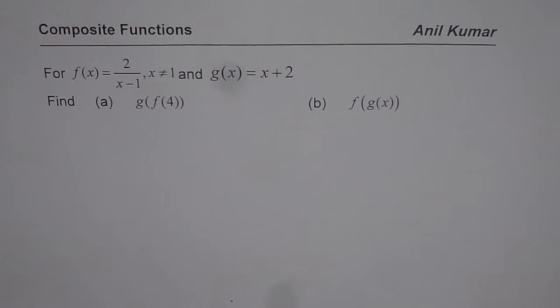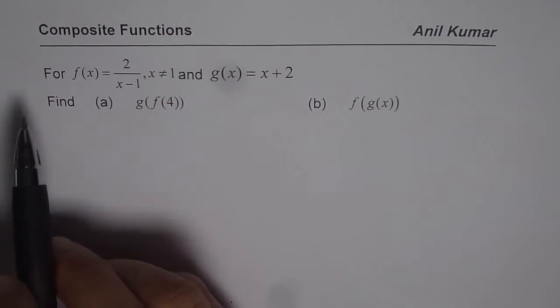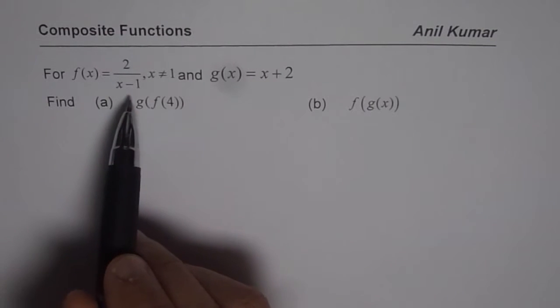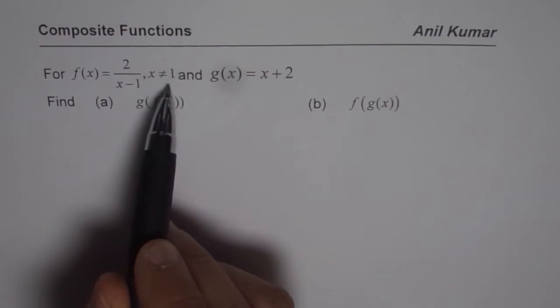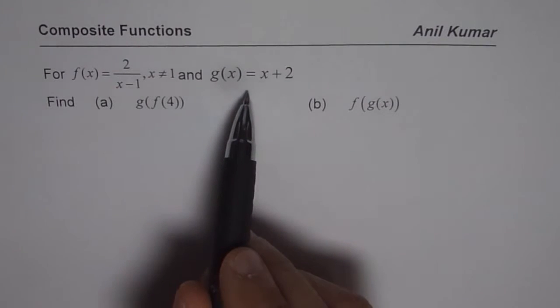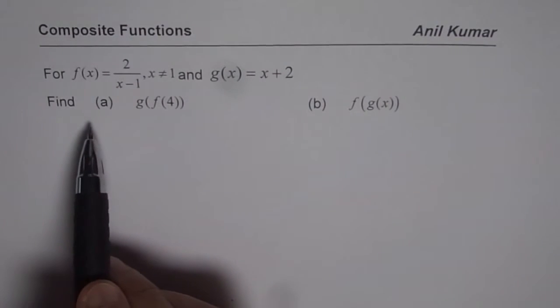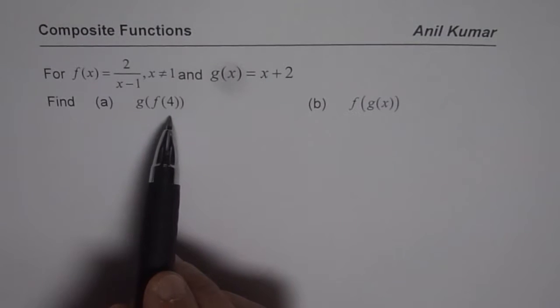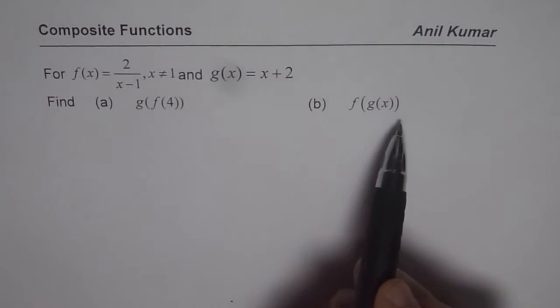I'm Anil Kumar, and in this video we will understand how to evaluate a composite function and also how to form a composite function, right? For f of x equals 2 over x minus 1, where x is not equal to 1, and g of x equals x plus 2, find g of f of 4 and f of g of x.